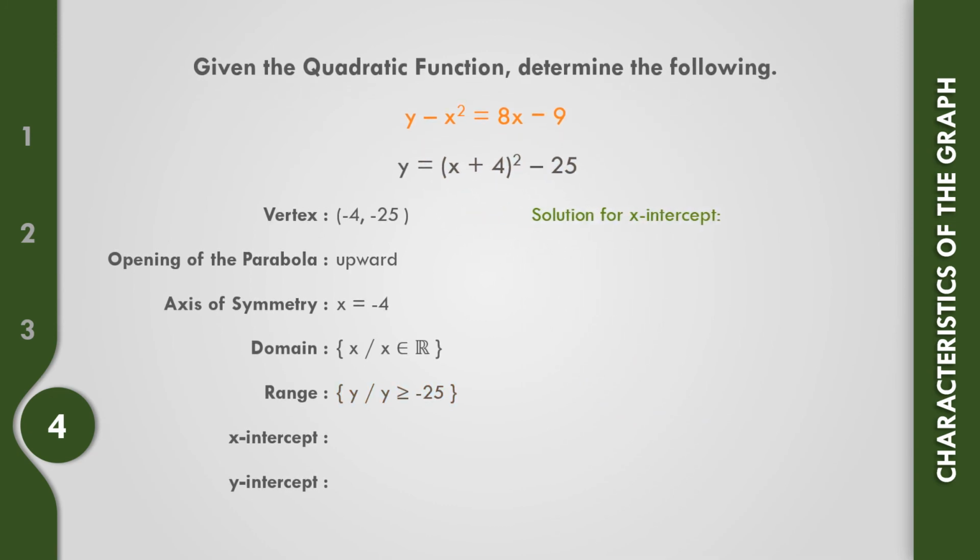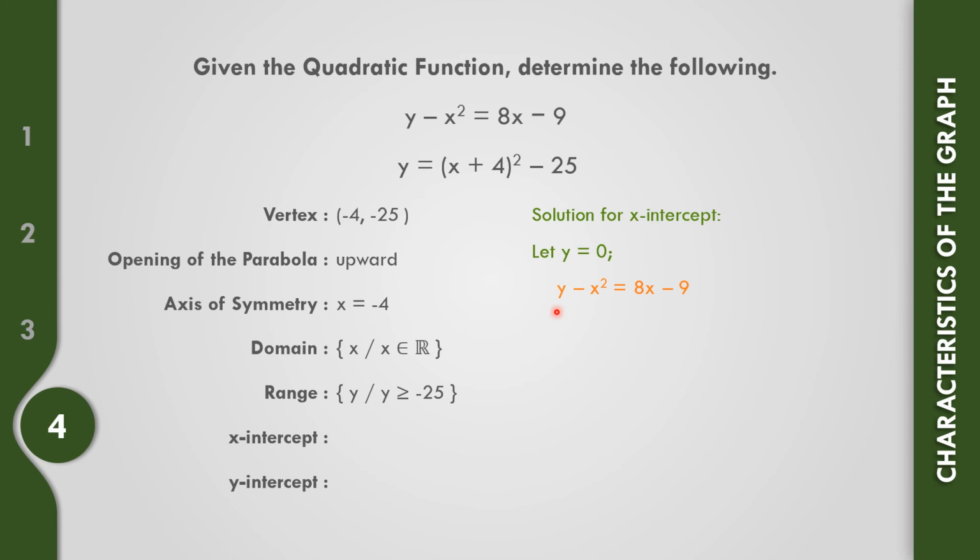Let us solve for the x-intercept. Let y be equal to 0. We may use y minus x squared is equal to 8x minus 9 to identify the x value by means of factoring. We may also use the vertex form by means of extracting the square. But this time, we use the first equation, y minus x squared is equal to 8x minus 9.